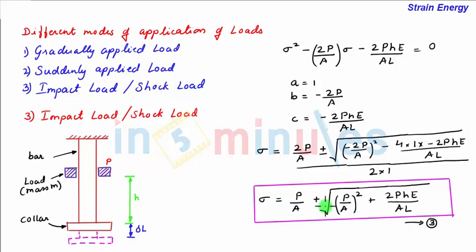A small consideration of this equation will show that when the value of h is 0, sigma becomes 2P by A, which is nothing but the stress developed due to suddenly applied load.